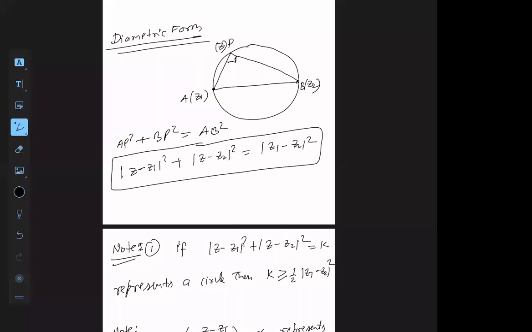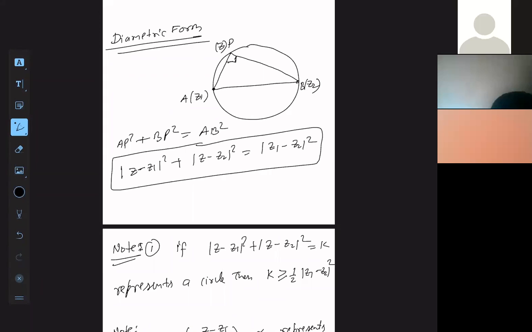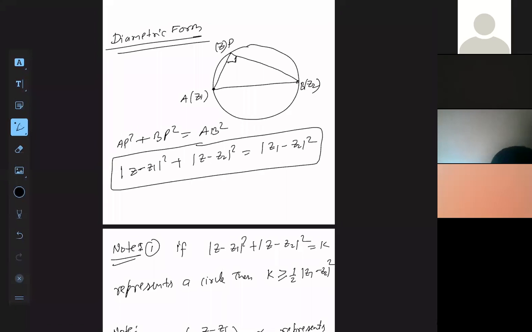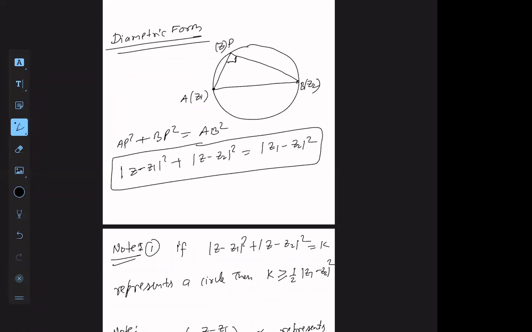So what is AP square? What is AP? AP is the distance between 2 points. So it is modulus of Z minus Z1. Note 1, you just have to mug up. This type of equation represents a circle if k is greater than or equal to 1 by 2 modulus of Z1 minus Z2 whole square. I told you, in complex numbers sometimes some of the results are very calculative. So either you mug up or leave it.